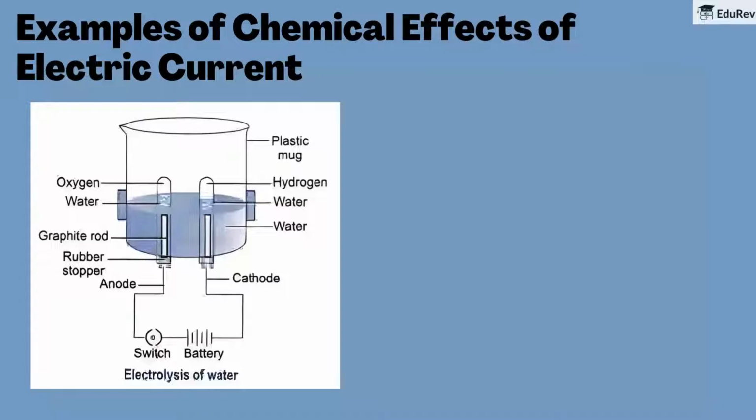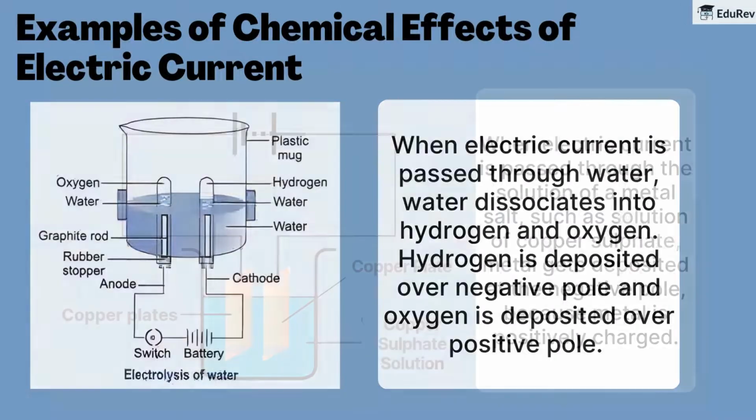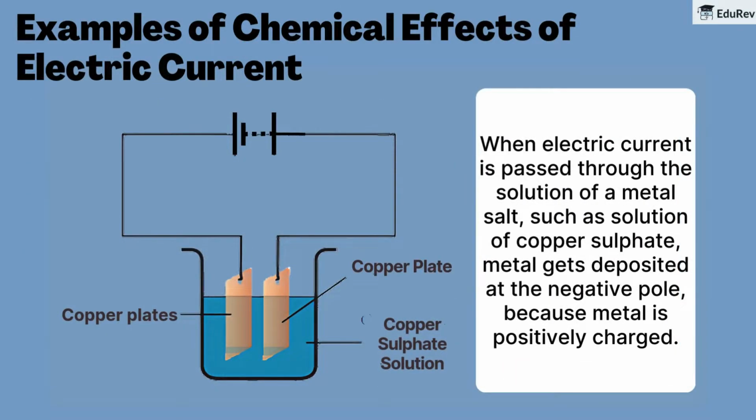Examples of chemical effects of electric current. When electric current is passed through water, water dissociates into hydrogen and oxygen. Hydrogen is deposited over the negative pole and oxygen is deposited over the positive pole. When electric current is passed through the solution of a metal salt, such as a solution of copper sulfate, metal gets deposited at the negative pole because metal is positively charged.